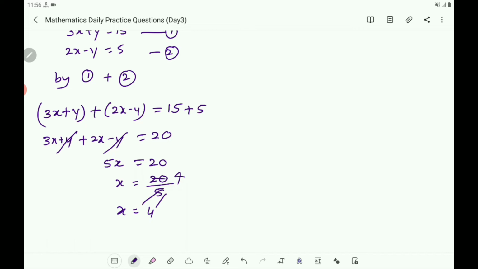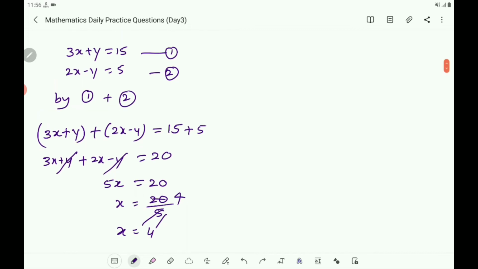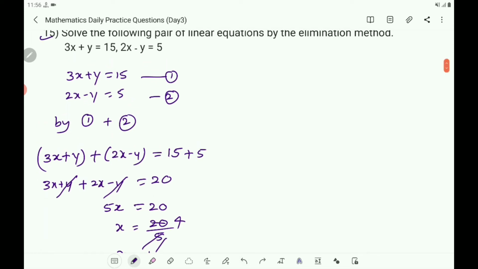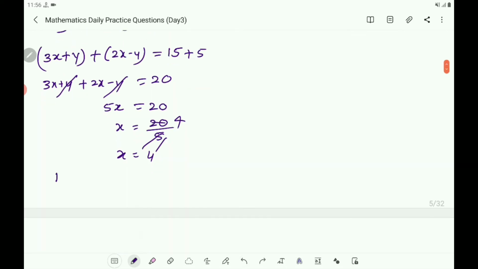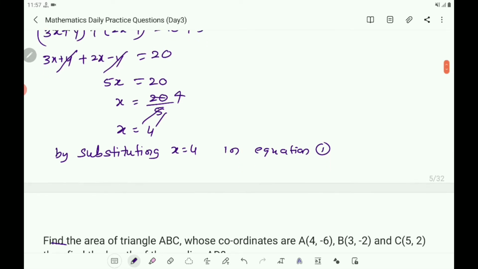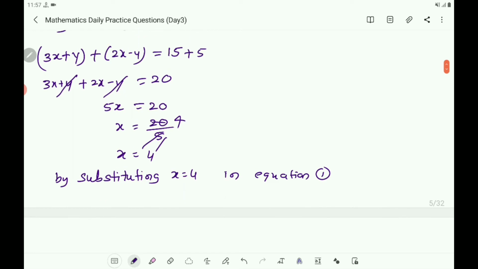To get the value of y, we have the value of x. By using this value of x, we have to find the value of y. Take the value of x and substitute it in any one of the equations. So let us take the first equation. Write by substituting x equals 4 in equation 1. Then you write the equation, that is 3x plus y equals 15.